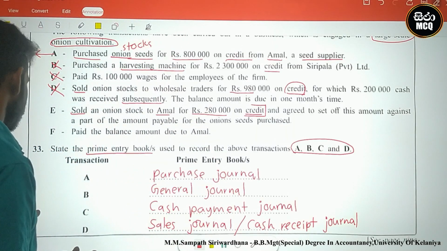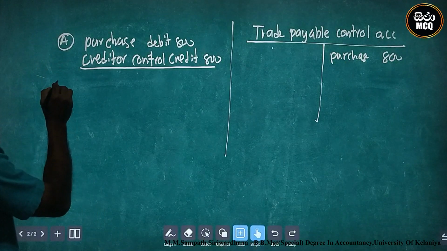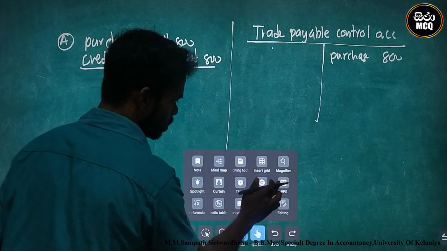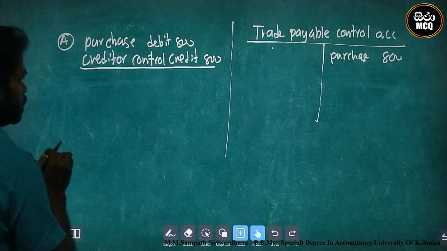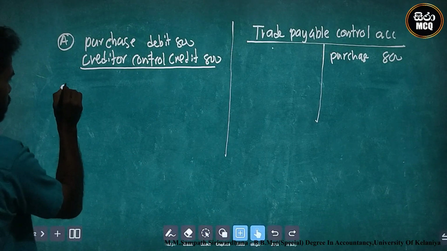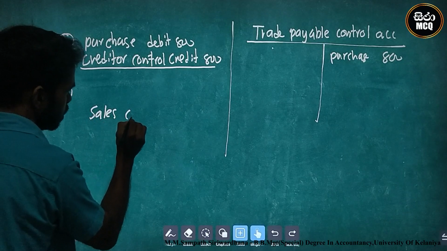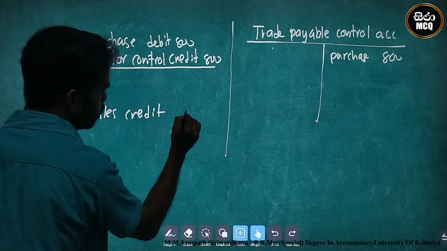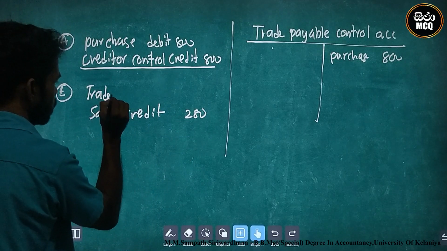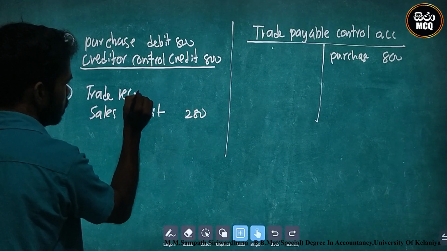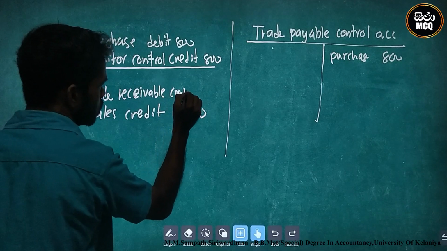Now we find the double entry for this transaction. This is transaction E. Look here, E. There is a credit sale. At that time, sales credit 280, debit to trade receivable control.